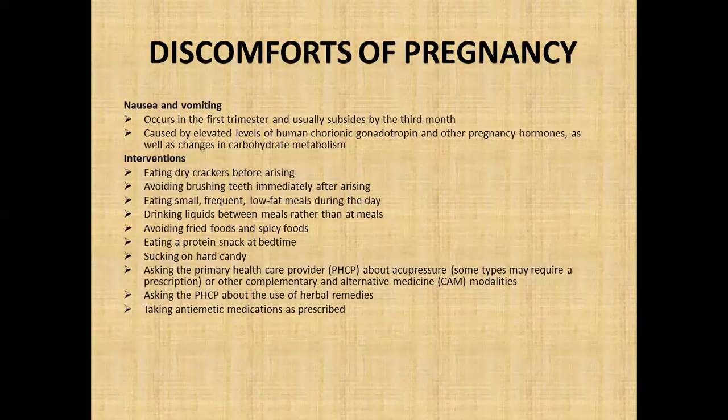So we know that the cause of it is the hormonal changes, largely due to elevated HCG levels, and then other hormones, as well as carbohydrate metabolism changes that take place during pregnancy. And so these are what cause the nausea and vomiting in pregnancy. Our main interest here is to understand how to handle such clients and how we're going to educate them. And so the first one is about diet.